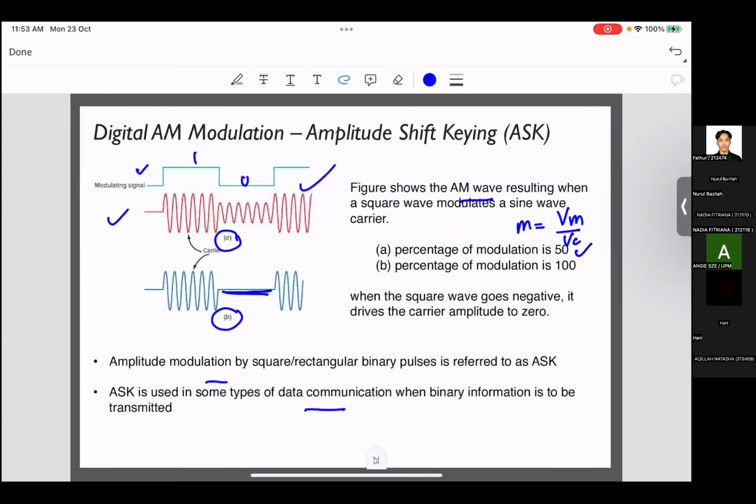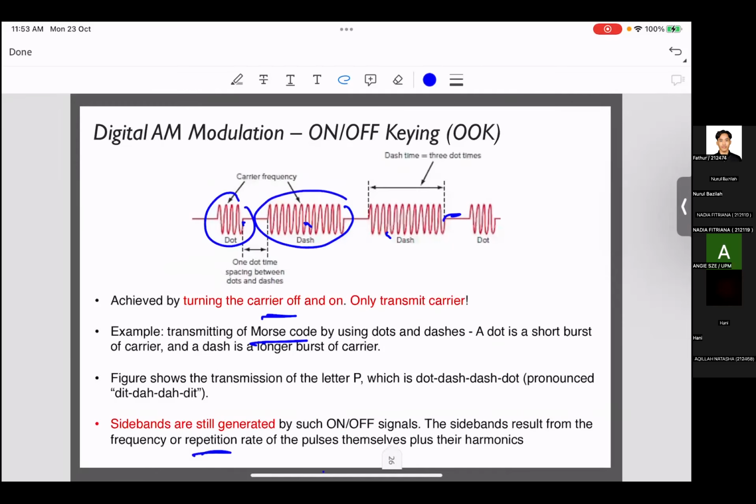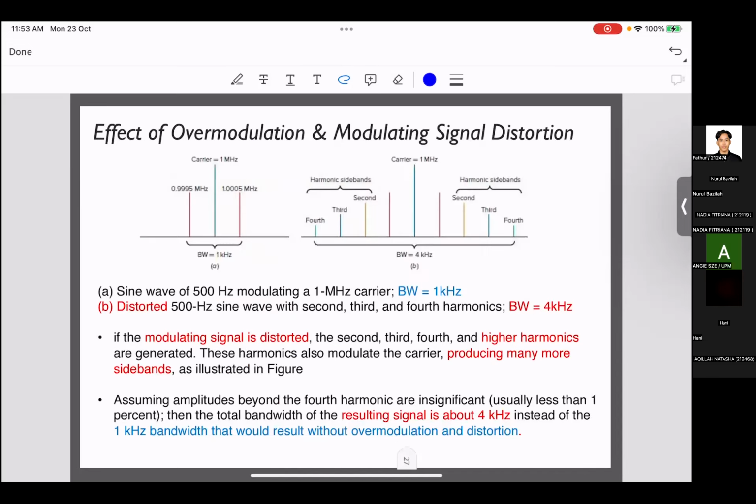So the first one was ASK, amplitude shift keying. The second one is OOK, on-off keying. So there is a common word here, keying. K is for keying: on-off keying, amplitude shift keying. Okay, any questions so far? Everyone okay? All right, I'm just going to continue. If you have any questions, please unmute yourself.